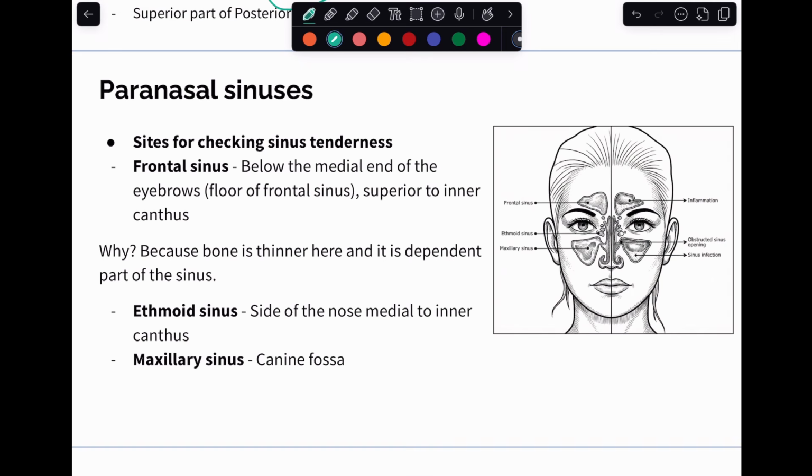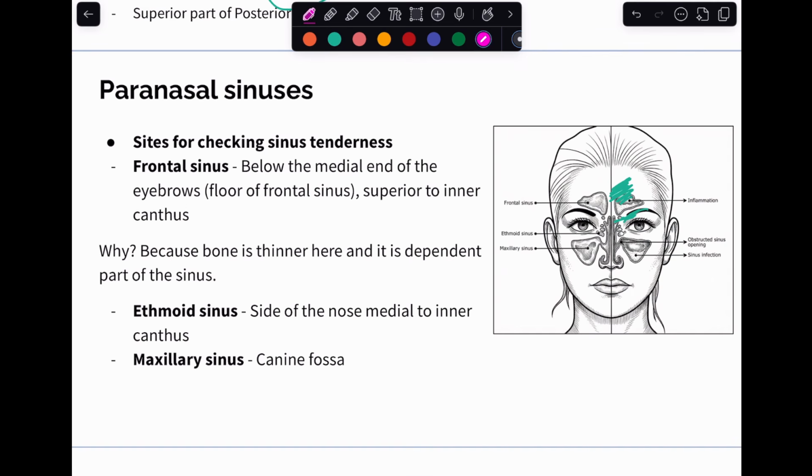So first is the frontal sinus. For the frontal sinus, these are the eyebrows that you're seeing over here. We'll check it below the medial end of the eyebrow, which is the floor of the frontal sinus, and superior to the inner canthus. This is basically the floor of the frontal sinus. Why are we checking here and why are we not checking on the forehead? That's because the floor of the frontal sinus, the bone is actually thinner over here, and this is also the dependent part of the sinus. Now this is where we'll palpate for the frontal sinus tenderness.